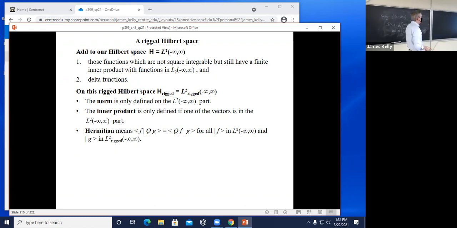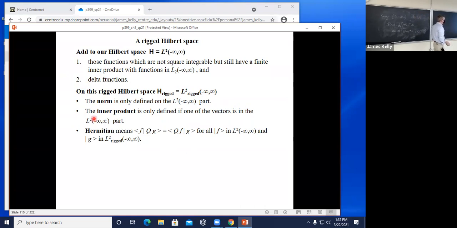Okay, so that means that some of the things that we've defined on our Hilbert space are only going to be defined for some of the elements of the rigged Hilbert space. We can't calculate the norm of e to the ikx. Its norm is formally divergent, so we wouldn't say that it has a norm. The norm is defined on all the functions in the rigged Hilbert space that are purely square integrable. The inner product is defined only if one of the vectors is in the capital L2 part. The other one can be in the auxiliary part.